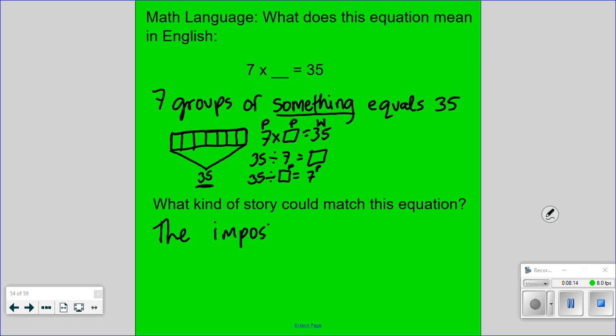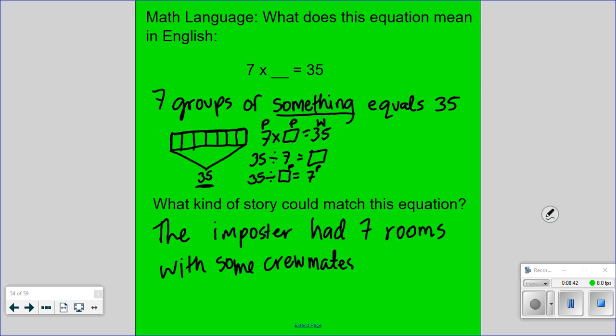Seven groups of something. Hang on. I can't write that fast. The imposter had 7. Can I say rooms instead of groups? Because don't they go through rooms? Yeah, they go through. There's like one big space and then like 10 million. Okay, well, we're going to say that he had 7 rooms with some crewmates. Imposter spelled with an O instead of an E. With some crewmates in each room.